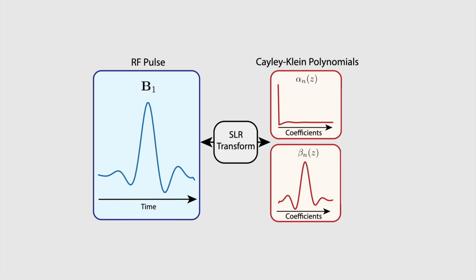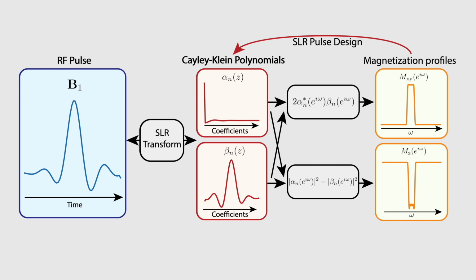Now given the invertible transform, in the second part, we want to design some Cayley-Klein polynomials to match our desired magnetization profiles. Now this is the part that's not quite perfect yet. You see, the Cayley-Klein parameters are bilinearly coupled in the design. So for example, MXY, the transverse magnetization, is related to the Cayley-Klein parameters alpha and beta as 2 alpha conjugate times beta. So to solve for the Cayley-Klein parameters requires us to basically solve for a bilinear inverse problem.